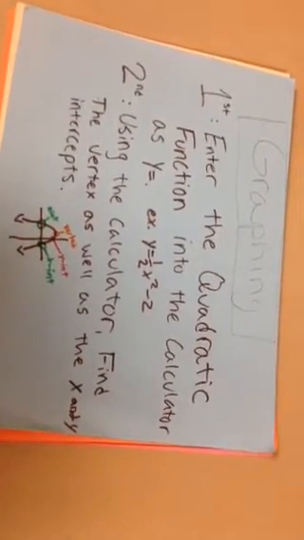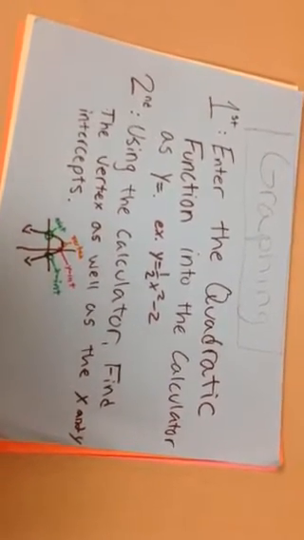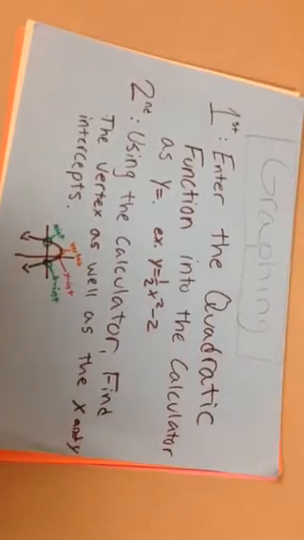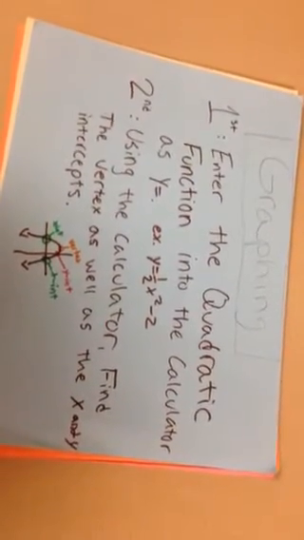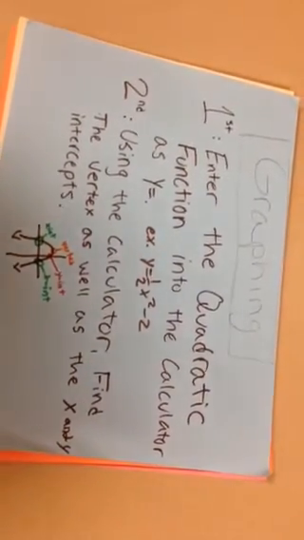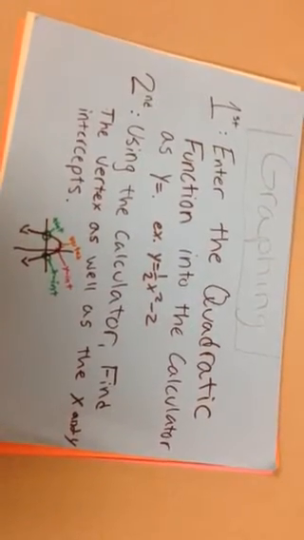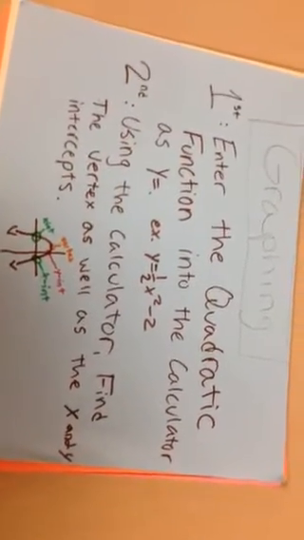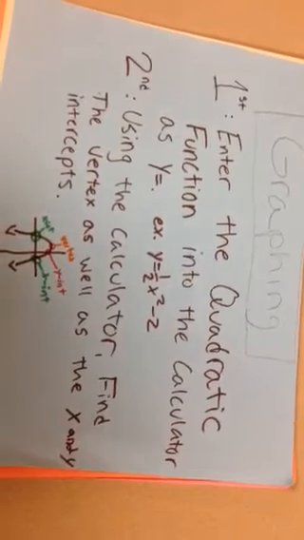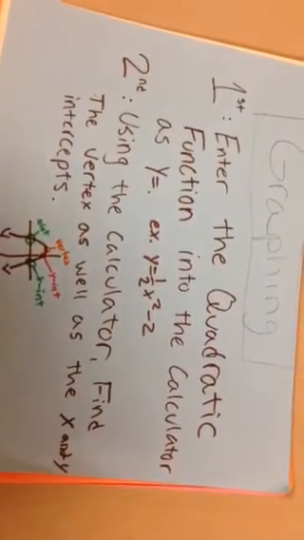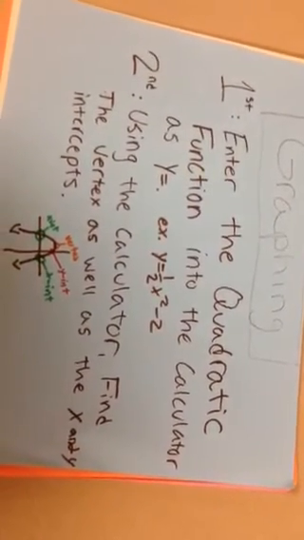Graphing. The first step in the graphing method is to enter the quadratic function into the calculator as y equals. For an example, we chose y equals 1/2 x squared minus 2. Second step, using the calculator, find the vertex as well as the x and y intercepts.